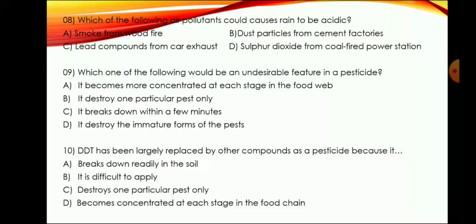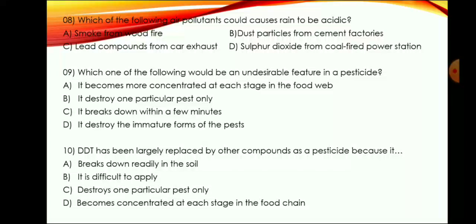So this one is the correct one. The pesticide is continuously used for the protection of the crops. So these pesticides become concentrated in each stage of the food web and become harmful to human beings besides other organisms. So its correct answer is number A.